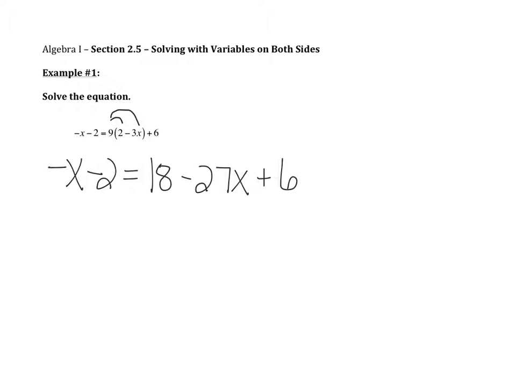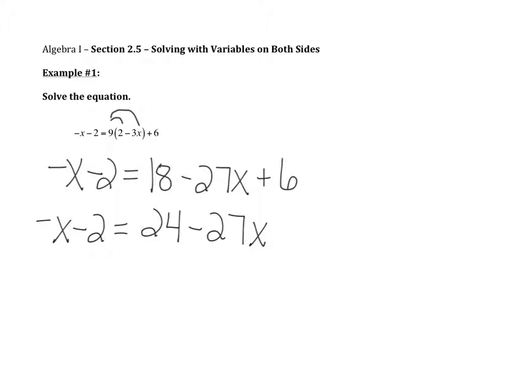Now when I look at this, I want to make sure that I have all like terms combined on individual separate sides of the equal sign. So when I look at the left side, negative x minus 2, there's nothing to be combined. But on the right side, I see the 18 and the 6, and then the negative 27x is just going to stay as it is. So let's combine like terms, and again, you do it on individual sides of the equal sign. So 18 plus 6 is 24. Minus 27x. I could have written that as negative 27x plus 24 and it would have still been the same.